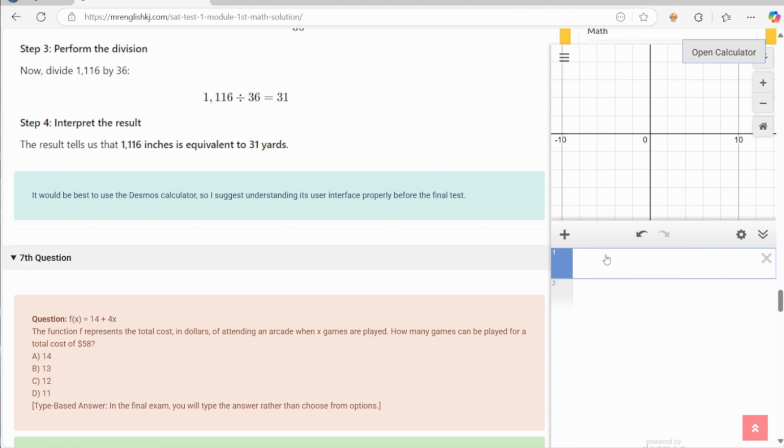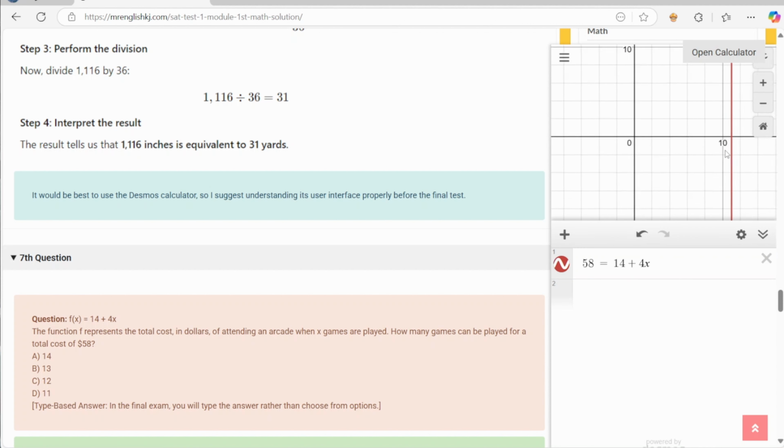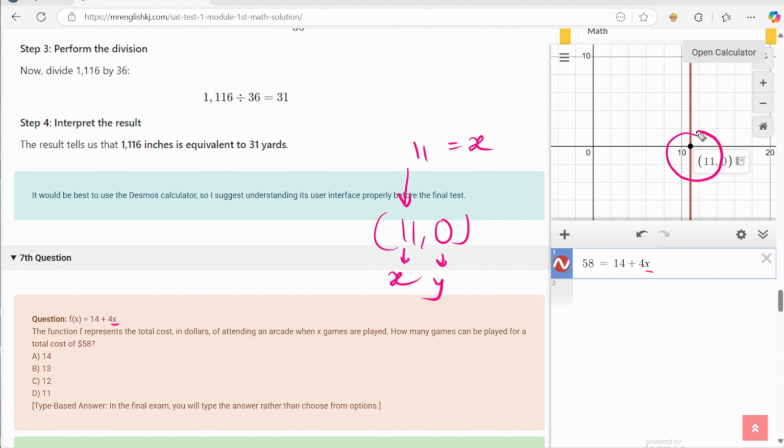Okay. Let me teach you how to use the Desmos calculator for this. Go here, I put the same equation, 58. You can use your keyboard also. 58, then we have 14, then we put positive, then we put 4, and then we put x. And if you see here, we have already solved it. Last time I told you about this. Remember from the previous video, if it is like this, that means this is x, this is y. We just need to find the value of x. So we know that it is 11. And we got the answer, because in Desmos, that is how we find the answer.